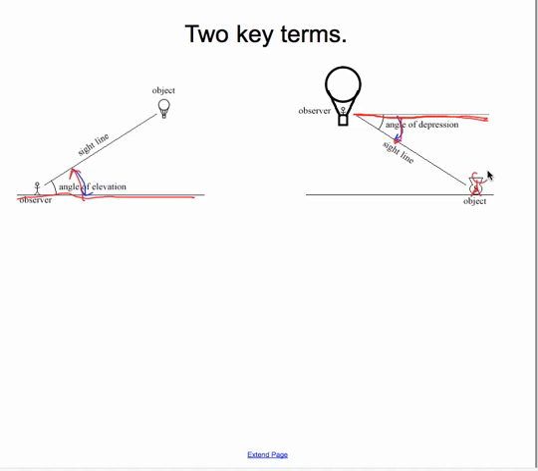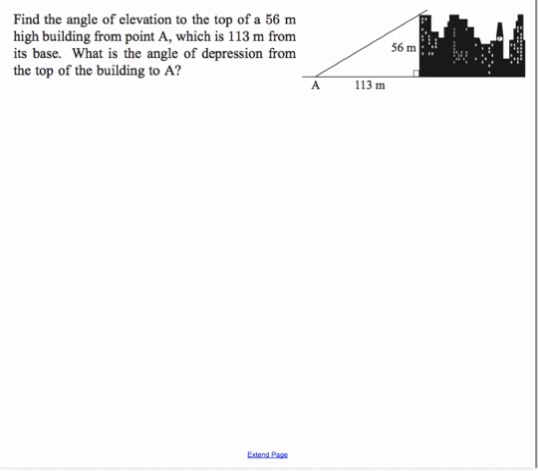So if you're down here looking at the balloon, this here is the angle of elevation. An angle of depression is always down from the horizontal. You can remember that because there's a D in depression. So we're going to take a look at some word problems using those terms.